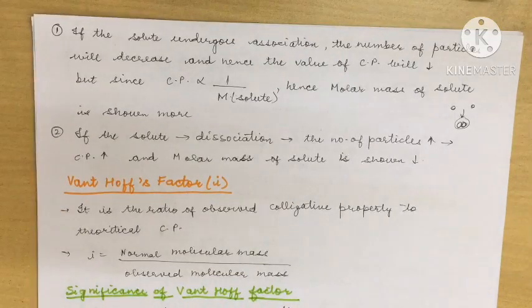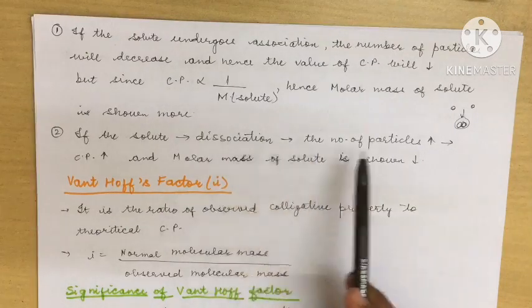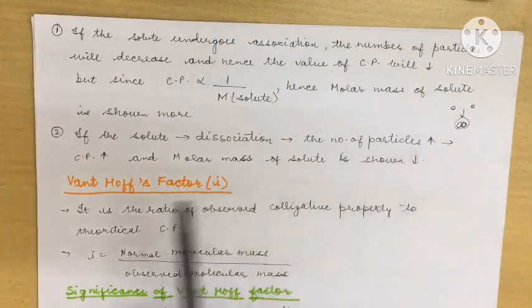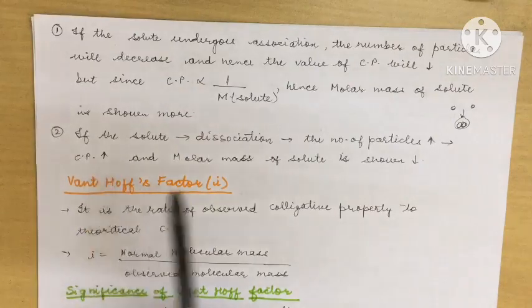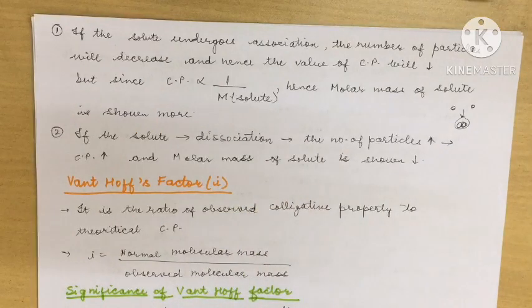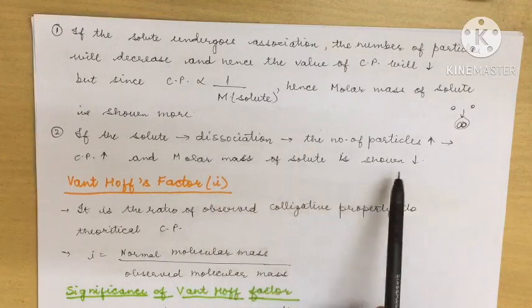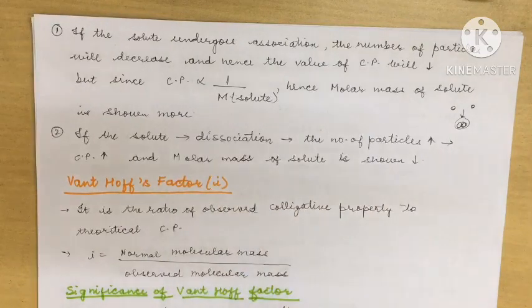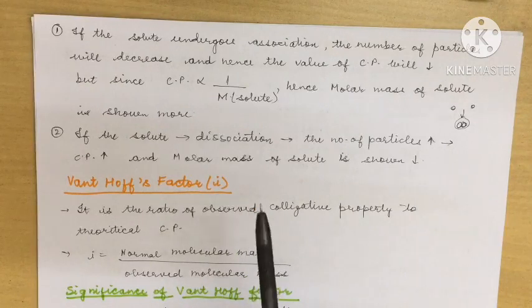The second case is when the solute undergoes dissociation. In the case of dissociation, the number of particles will increase. As a result, the colligative properties will increase, and hence, because of this inverse relationship, the molar mass of solute will decrease. That's why in the condition of NaCl, when it dissociated, earlier its weight was 58.5 gram per mole, but afterwards when it dissociated, it showed a molar mass of around 30 gram per mole. That means the molar mass of solute decreased due to dissociation. This is about the concept of abnormal molar mass.